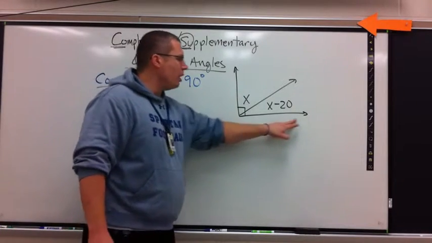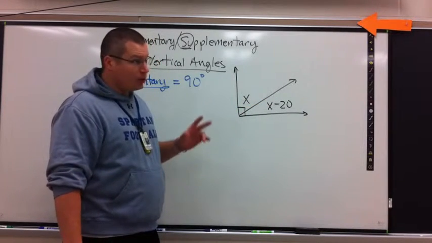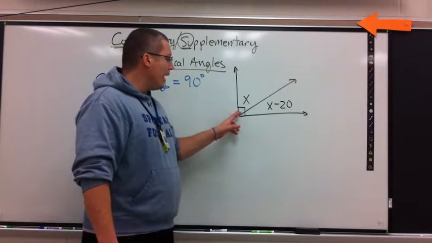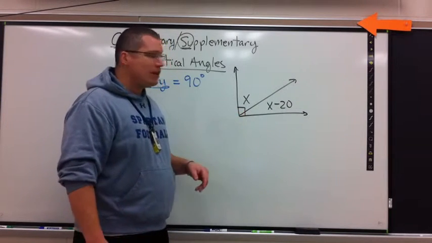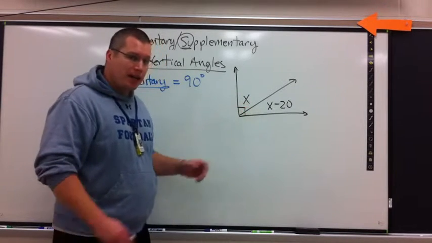Here is a picture of a complementary set of angles. Two angles side by side, also known as adjacent. Adjacent means side by side. That add up to 90 degrees. So I have this plus this, and it equals 90.